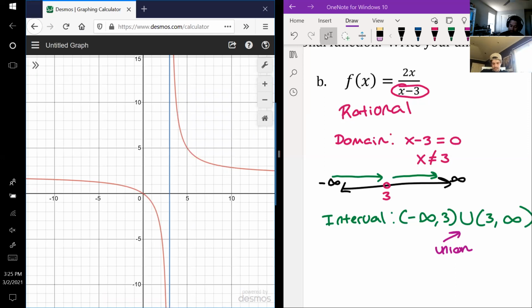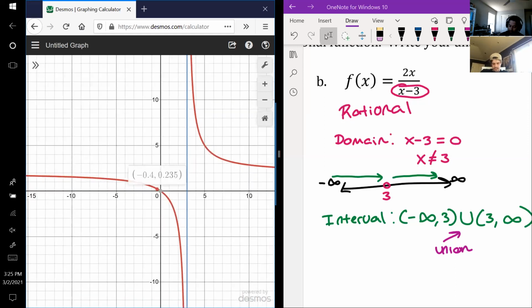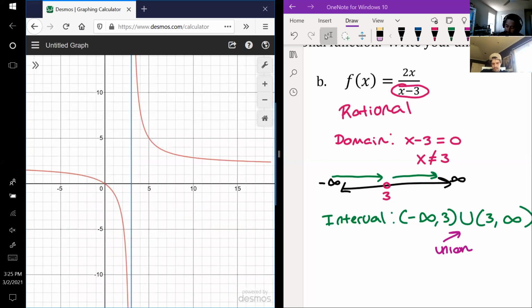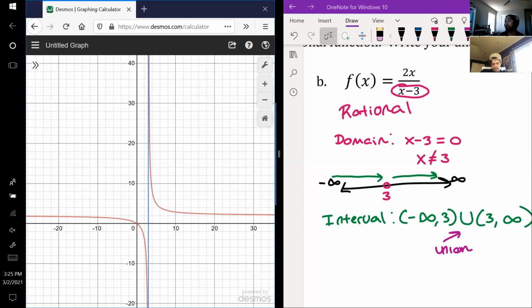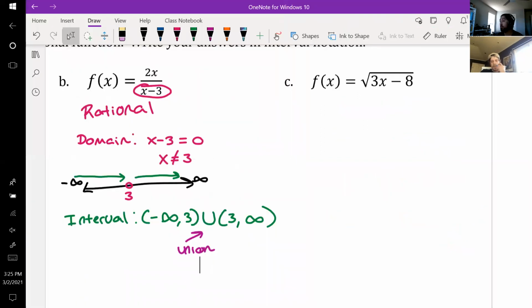And look what happens. As we get closer and closer to 3, we will never, ever touch it from the left side and from the right side. So this is showing us graphically that this function does not exist at 3. It will never, ever touch 3. So there is a visual representation for you. Okay. All right, let's move on.